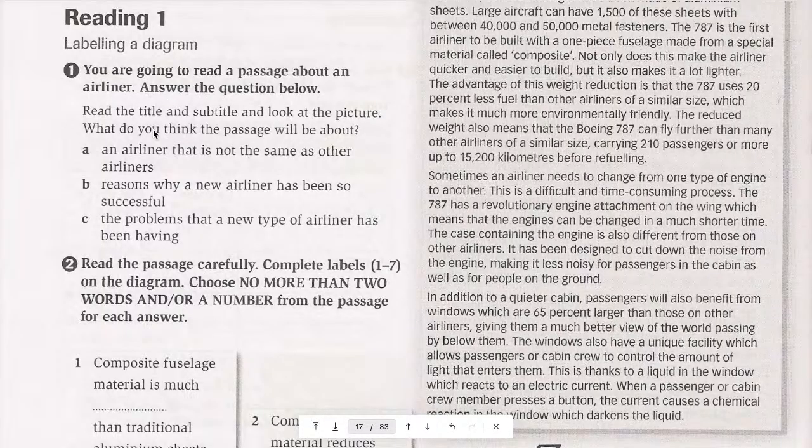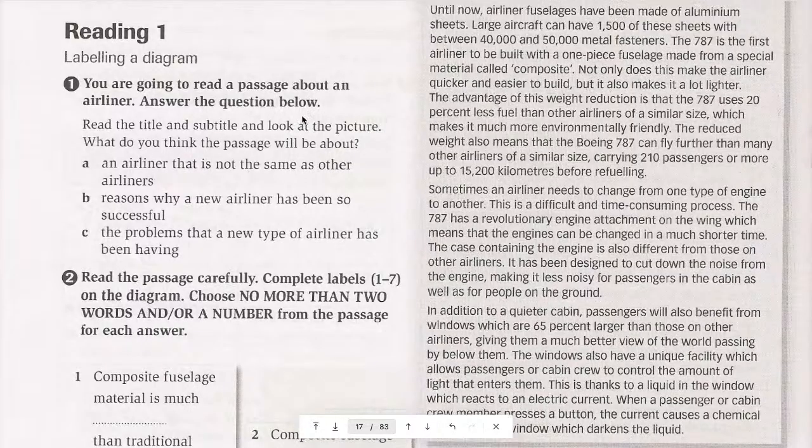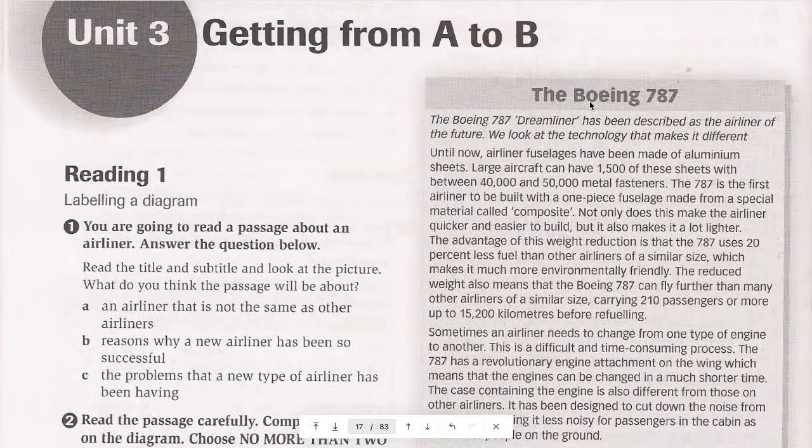Answer the question below. Read the title and subtitle and look at the picture. So first of all, what's the title? Yeah, the Boeing 787. And what is the subtitle? That is the sentence right below that, you see? The Boeing 787 Dreamliner has been described as the airliner of the future. We look at the technology that makes it different. Okay? That line, that is the subtitle. So that means we have the title, the big heading, and then we have the small heading. Just describe a little bit more about that one, okay?